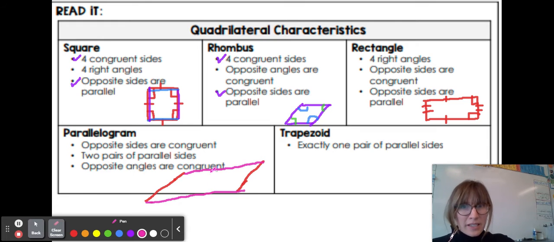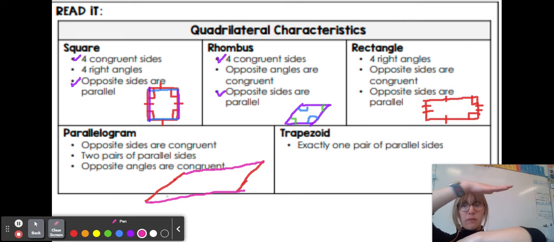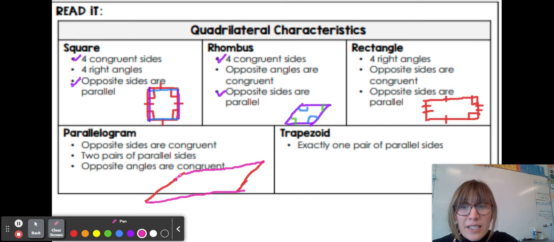Well, magically, I've drawn this here. So in a rhombus, it's like a square after a windstorm, right? All of the sides are still the same length. In a parallelogram, the red sides here are congruent, the same length, and the pink are congruent, they're the same length. They have two pairs of parallel sides, so the red lines will never intersect, same with the pink lines here. And the opposite angles are congruent. So we have these are the same, and we'll call these green angles are the same.